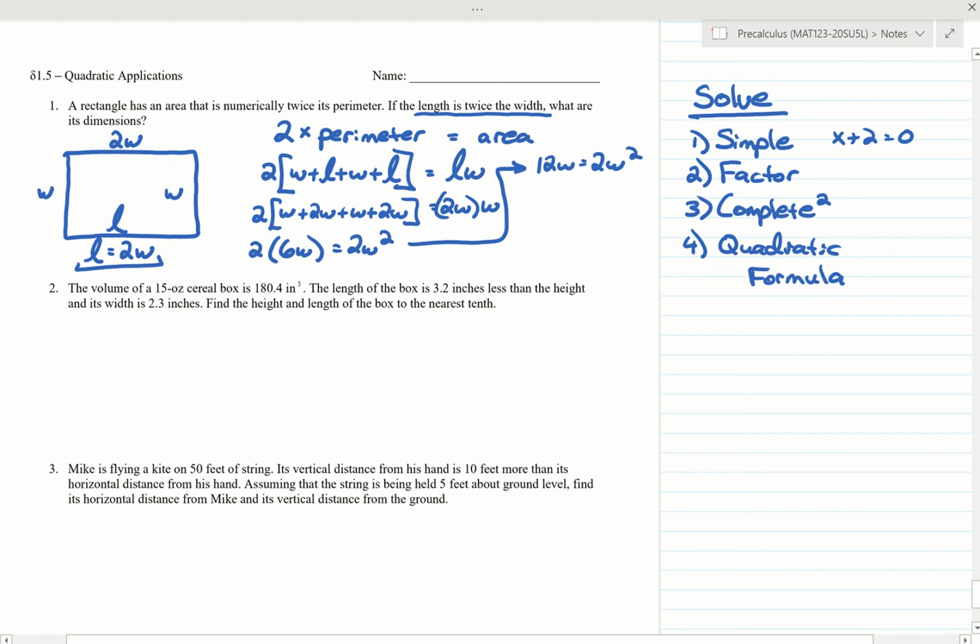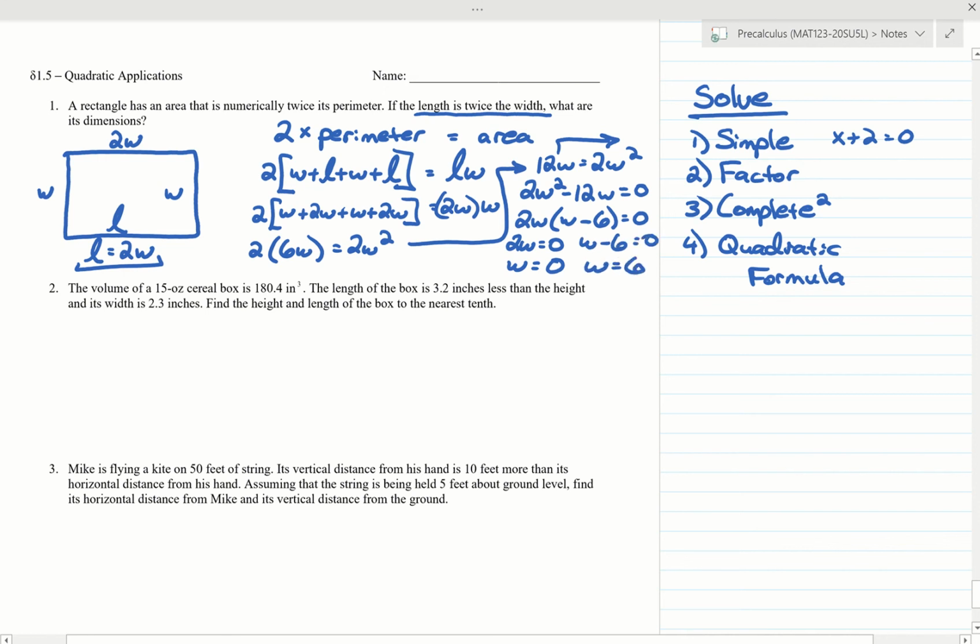So this isn't a simple problem. Let's try to factor it. I'm going to bring the 12w on the other side. So we get 2w squared minus 12w is equal to 0. We could take out a GCF of 2w. And we get 2 answers using the zero factor property. We get 2w equals 0, so w is 0. Or we get w minus 6 is 0, so w is 6.